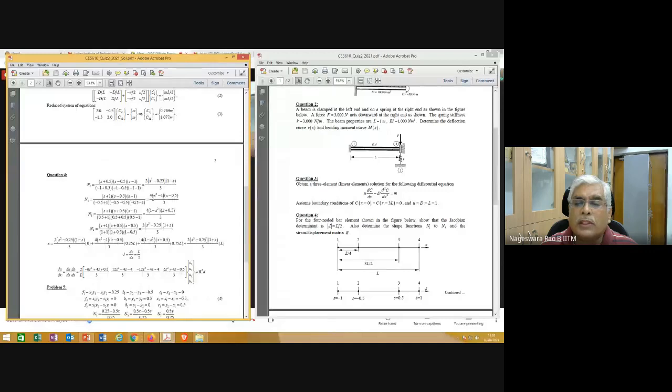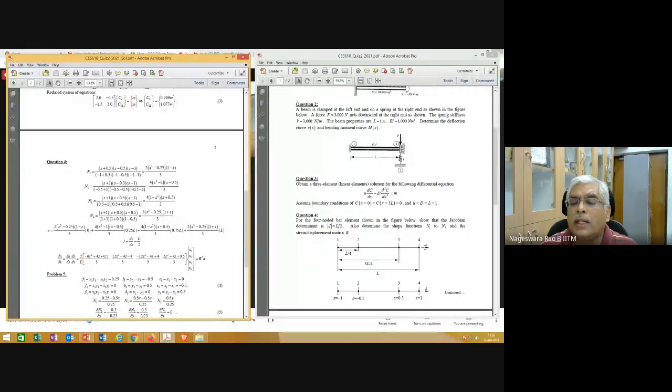And the fourth question is, here a 4 node element is given and the nodal locations are also shown here. So based on that, you need to derive, using the Lagrange interpolation formula, the element shape functions N1 to N4, okay? And then use isoparametric mapping.